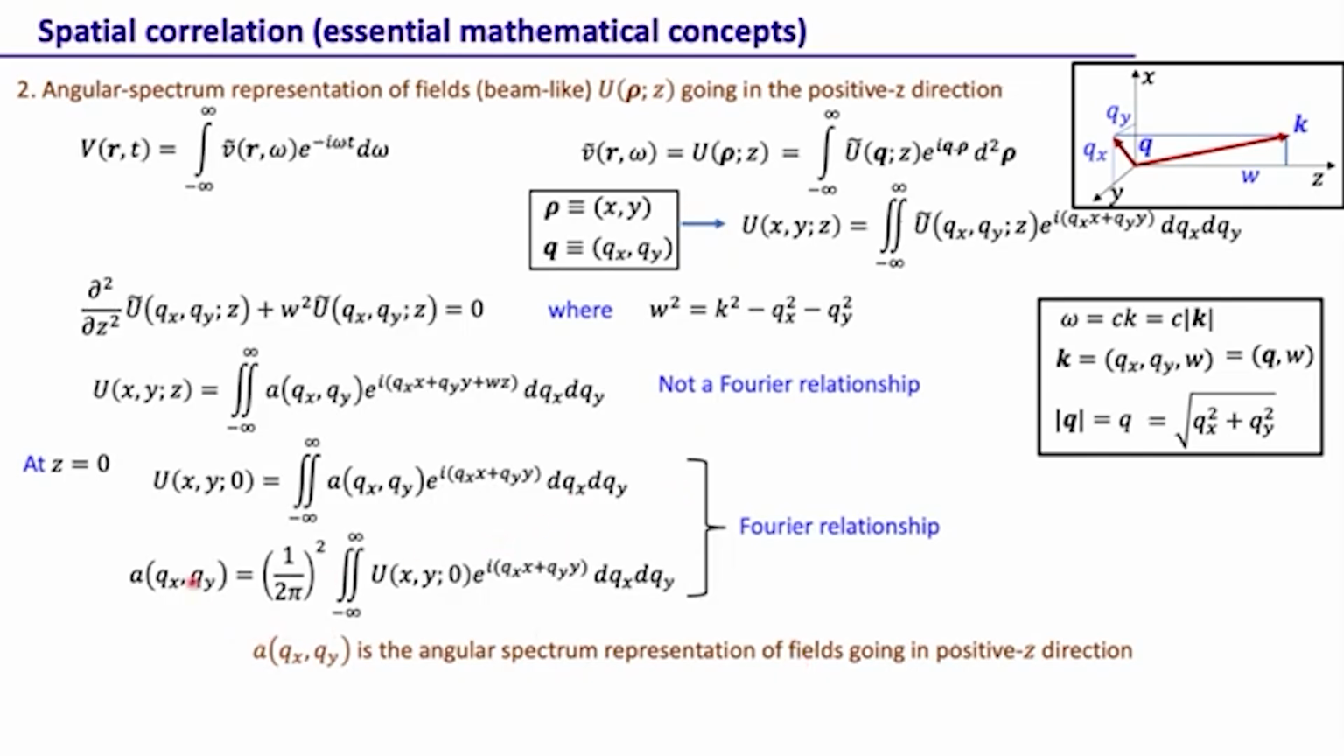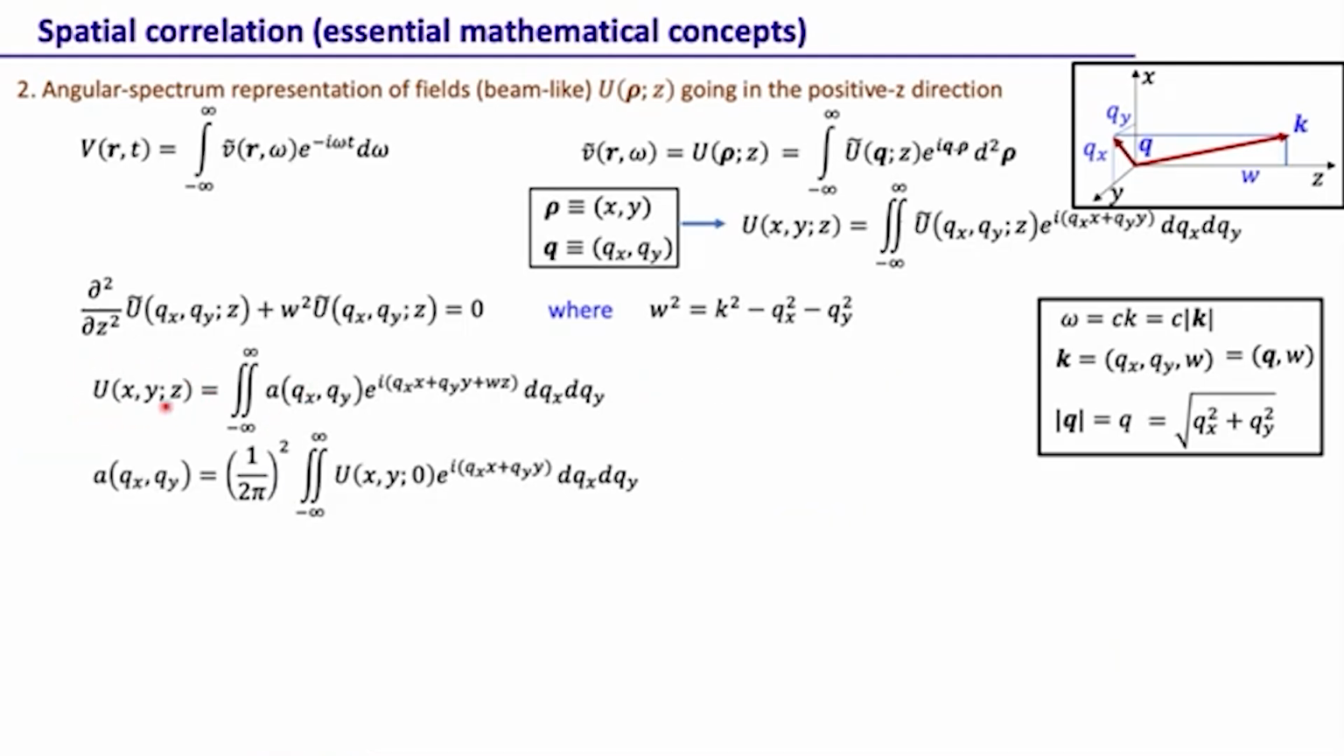And this angular spectrum forms a Fourier relationship with this u(x, y). Of course, this A(qx, qy) does not depend on z. It does not depend on z, and in fact, knowing A(qx, qy), one can calculate u(x, y, z) at any z. That means once we know A(qx, qy), we can substitute the value of it in there and then calculate u at (x, y, z).